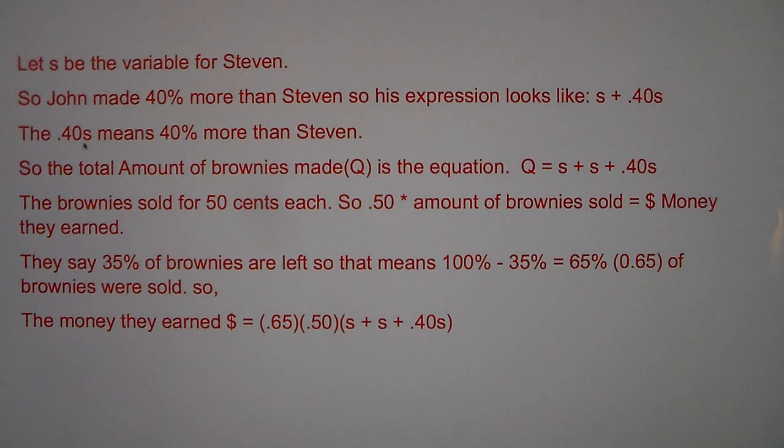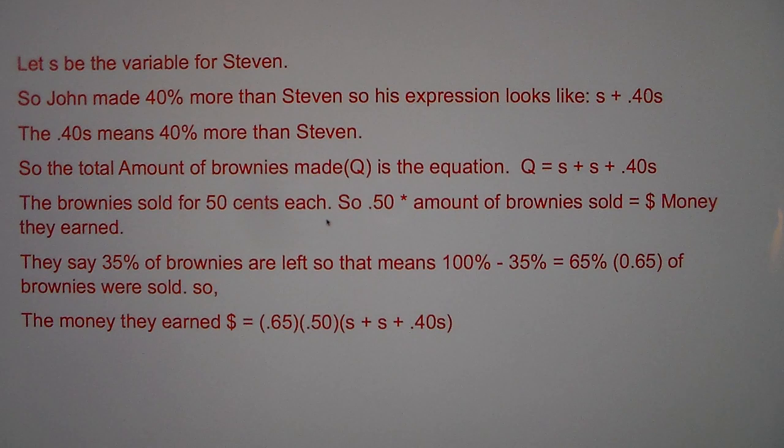So the 0.40S means 40% more than Stephen. So the total amount of brownies made, which I'm going to represent as Q, is the equation Q equals S plus 0.4S, which means the amount of cookies Stephen made plus the 0.40S, the 40% more of Stephen's. So this S stands for Stephen, and then the S plus 0.4S stands for all the cookies that John made. This entire thing is the amount that John made.